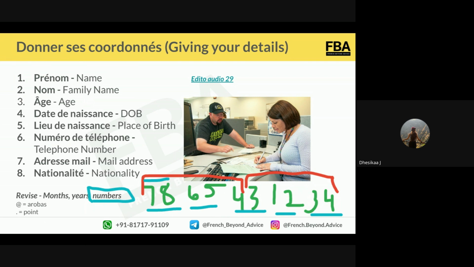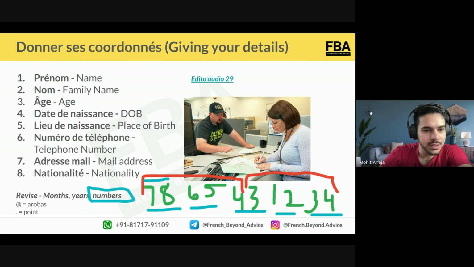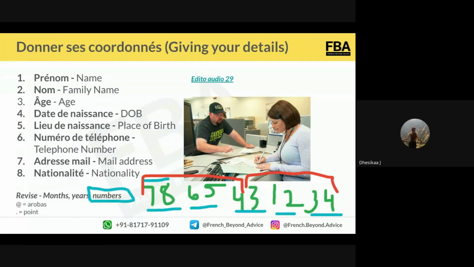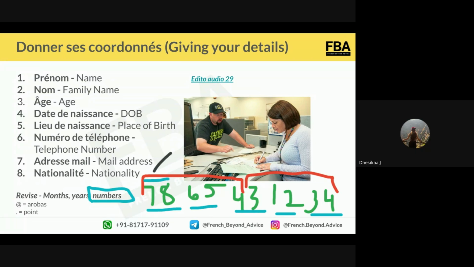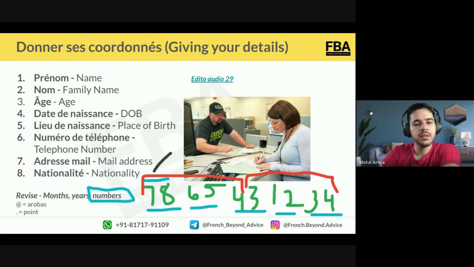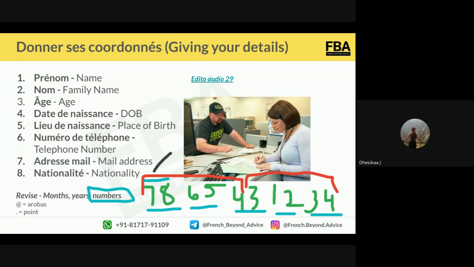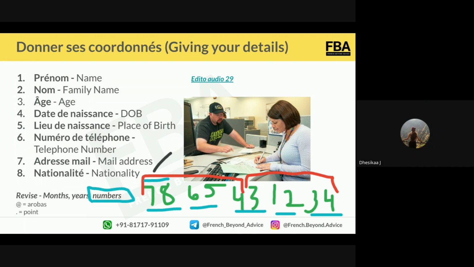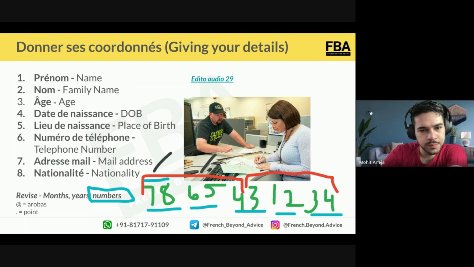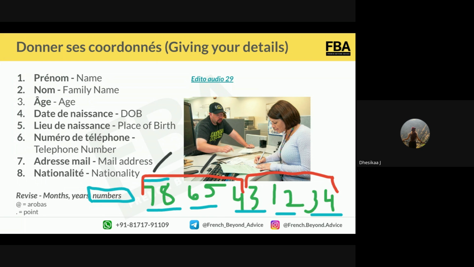Can you say this number that is on the slide? Soixante dix-huit. Am I audible right now? Is my voice clear? Yeah, soixante dix-huit, right? Soixante-cinq.